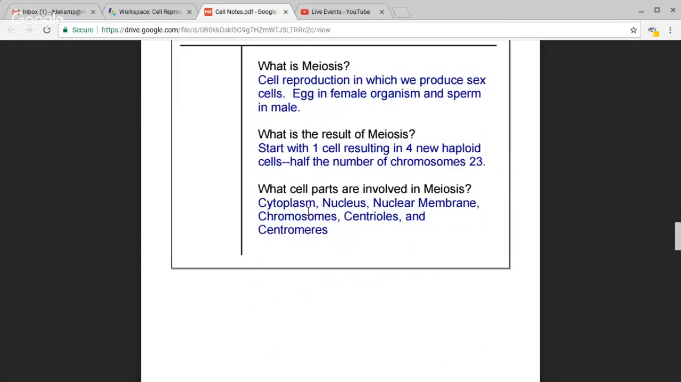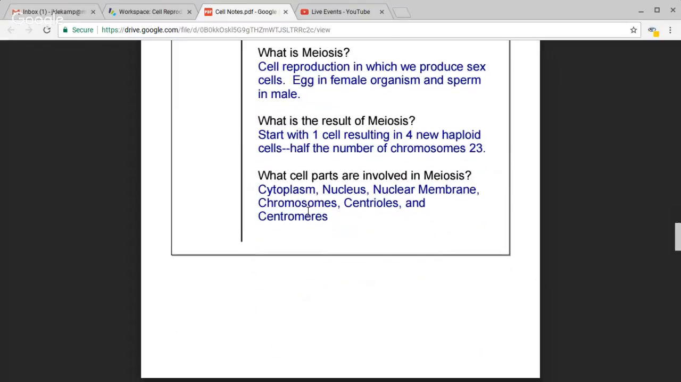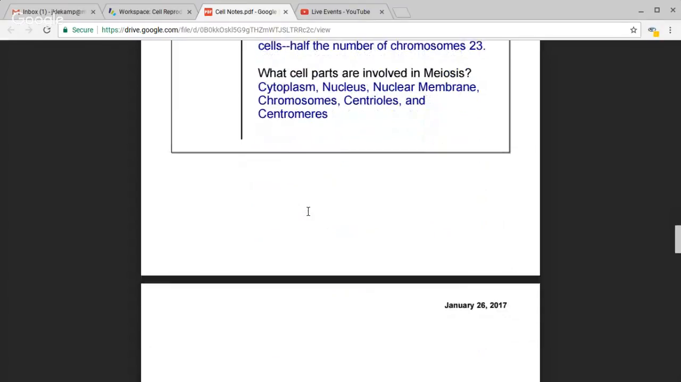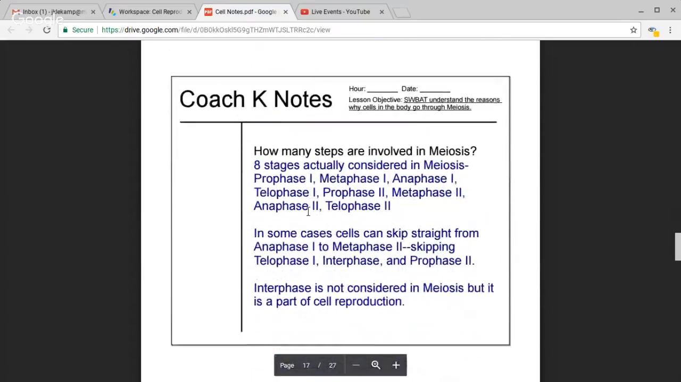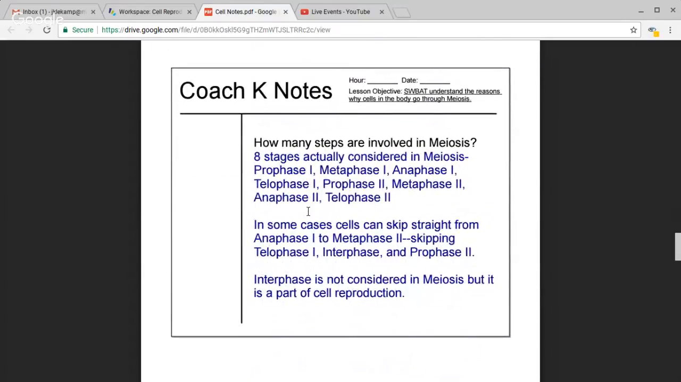Again, it's the same parts that are involved in mitosis: the cytoplasm, nucleus, nuclear membrane, chromosomes, centrioles, and centromeres. Really, the big difference here is we have 8 stages in meiosis: prophase 1, metaphase 1, anaphase 1, telophase 1. Then we do the whole section again because we need to split it in half. So we would have 46 chromosomes. We need to split that in half again. So we go through a second series that's called prophase 2, metaphase 2, anaphase 2, and telophase 2.